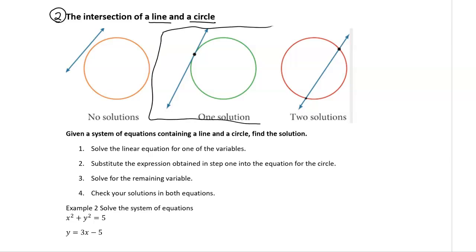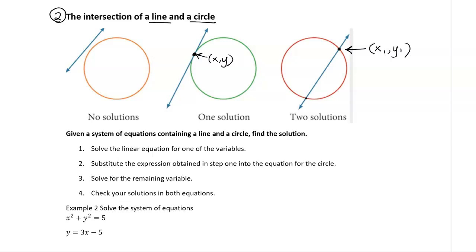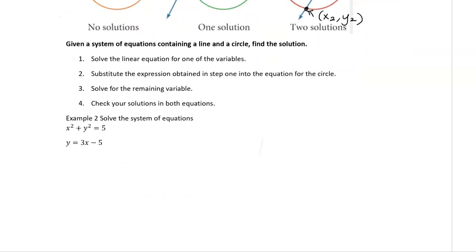It is possible that the line lies tangent to the circle, meaning that it only hits the circle in one point, and there would only be one solution, the ordered pair (x, y), where they touch each other. And then finally, it's possible that the line goes through the circle and hits the circle two times, giving us two points of solution, (x1, y1) and (x2, y2). And we'll see which of those cases we land in when we look at our second example.